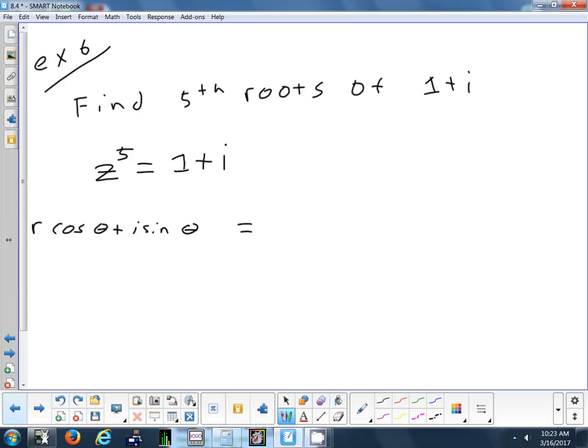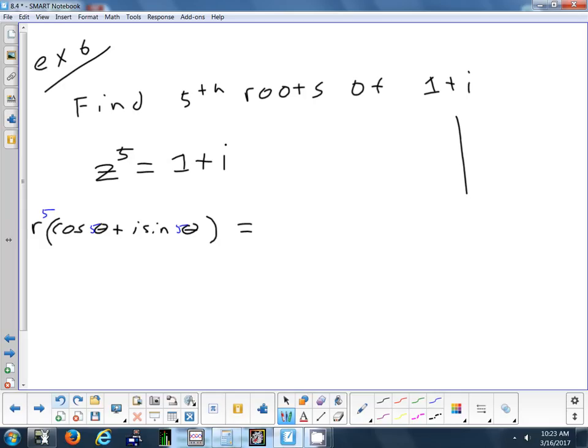And what are we doing with all of this? The power. We're raising it to the fifth. So we can either put the fifth here now, or we can just do it out. So what would it be if we do it out? It'd be r to the fifth, parentheses, cosine 5 theta plus i sine 5 theta. Okay, so that's the left-hand side.